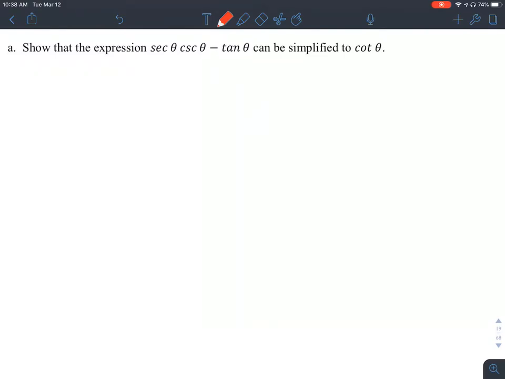theta. Well, I'm going to take this equation, I'm going to first change it to be in terms of sine and cosine, because in the past that has been a great strategy. Secant is the same as 1 over cosine of theta. Cosecant is the same as 1 over sine of theta. And tangent is the same as sine of theta over cosine of theta. So I just used 3 trig identities.